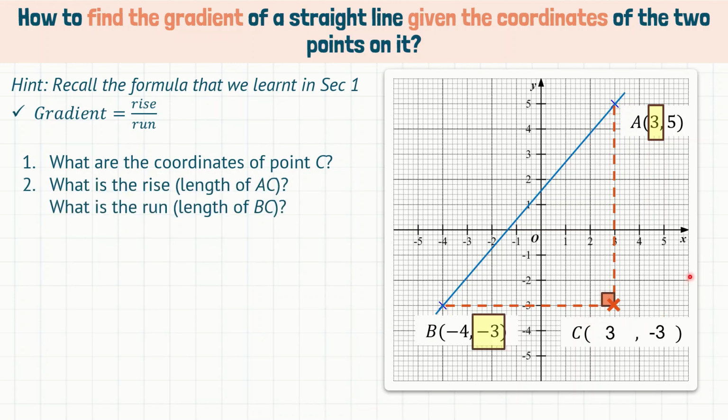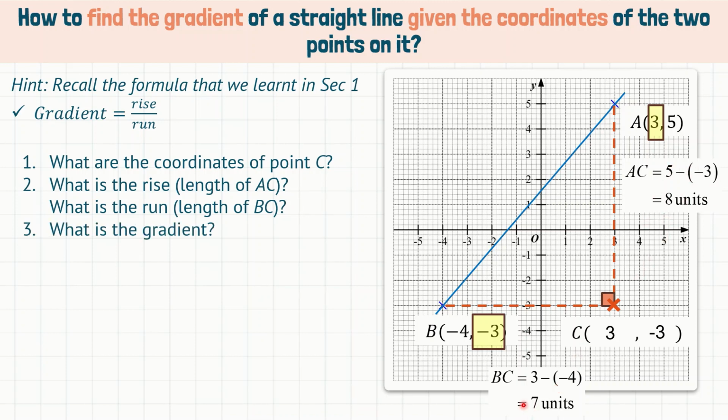So the next question that we want to ask ourselves is what exactly is the rise and what exactly is the run, because we're trying to apply this formula over here. The rise will actually be 5 minus away -3, that is 8 units, and the run will be BC, which is 3 minus away -4, that will be 7 units. So now that we have found out the rise and the run, the gradient will actually be rise over run, so 8 divided by 7, or the fraction 8 over 7.